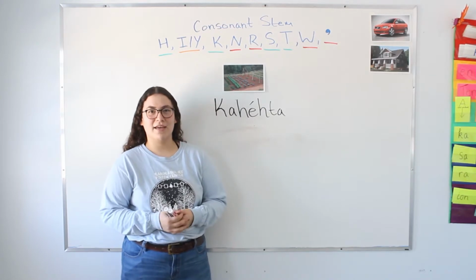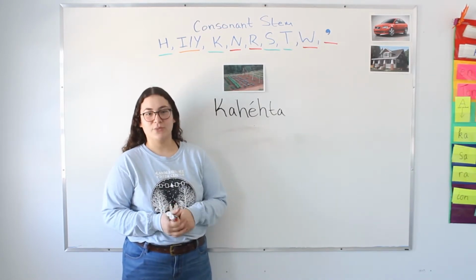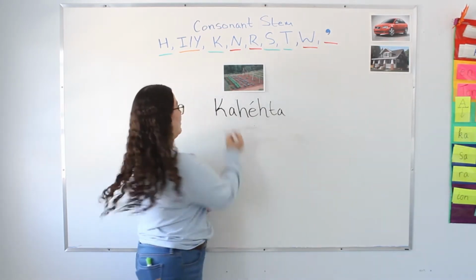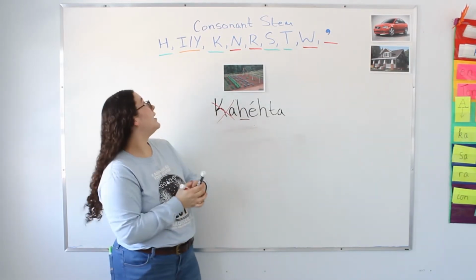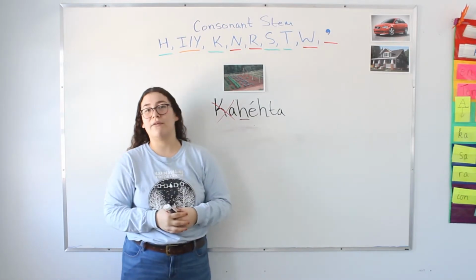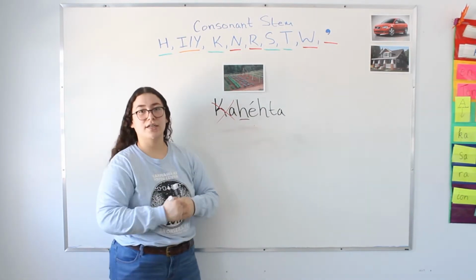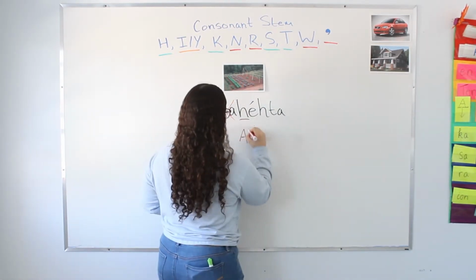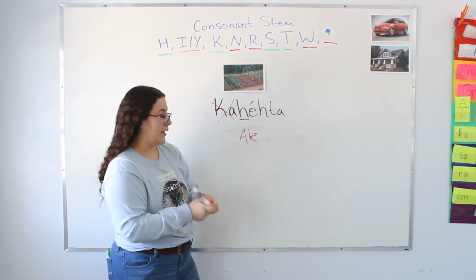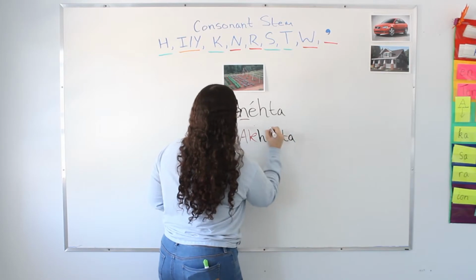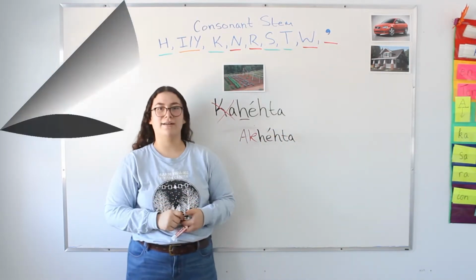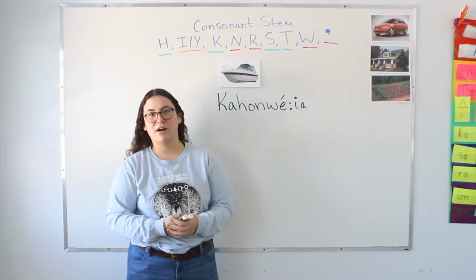The next one we're looking at is gahehta, garden. We have to take off the ga once again, and we're left with an h. If we look up here, the h is in green, so we have another rule. For this one, it's just going to be ak, and then your noun. So ak, hehta, akehta, my garden.